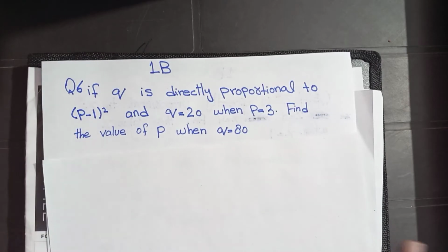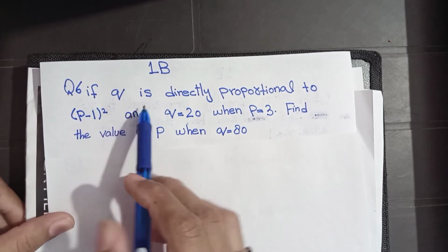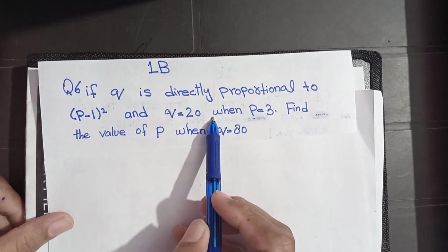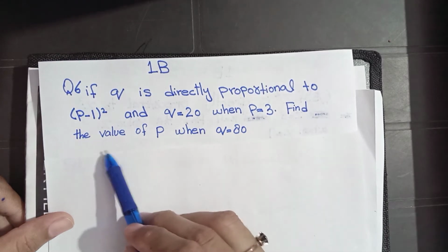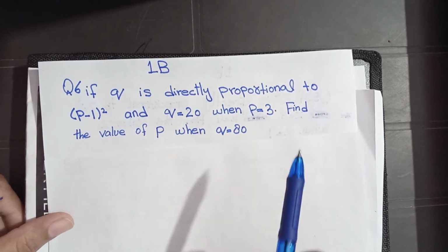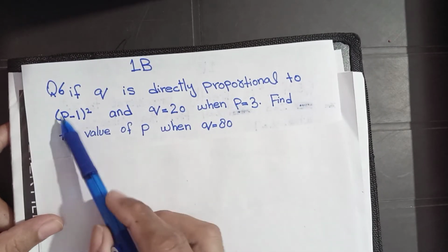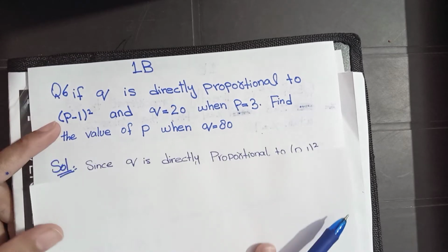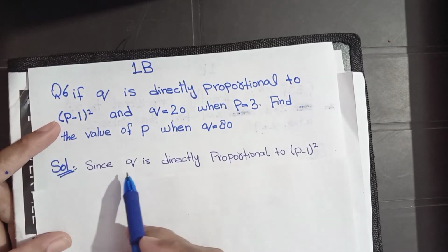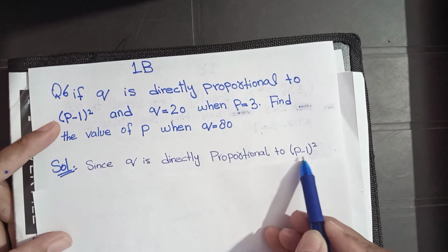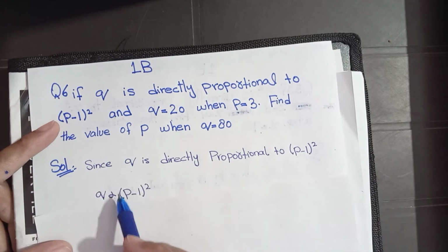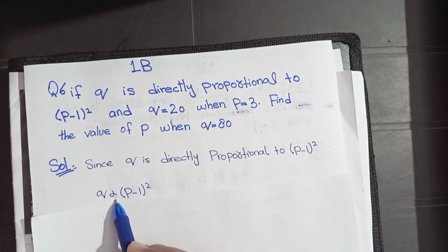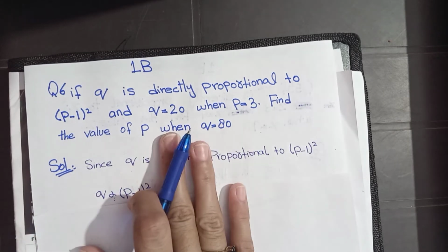Okay students, now question number 6. If q is directly proportional to p minus 1 whole square and q is equal to 20 when p is equal to 3, find the value of p when q is equal to 80. Solution: since q is directly proportional to p minus 1 whole square, this is a proportionality sign. The proportionality sign changes to equality. Here we insert k, where k is a constant.